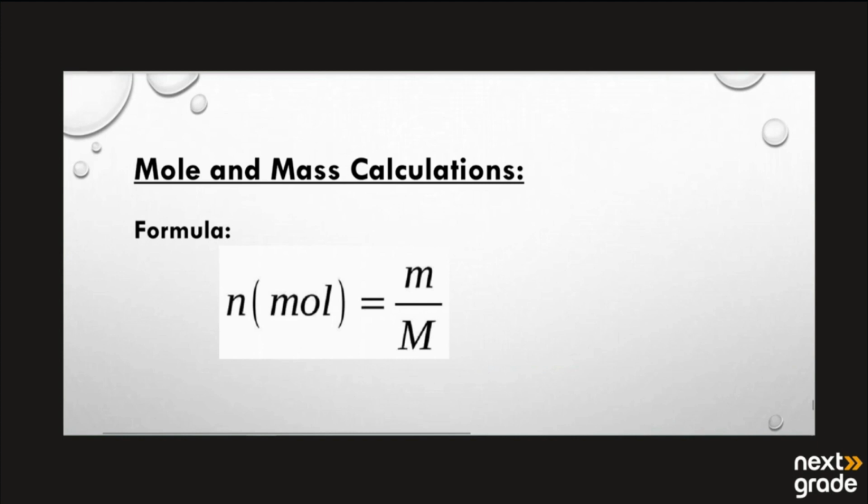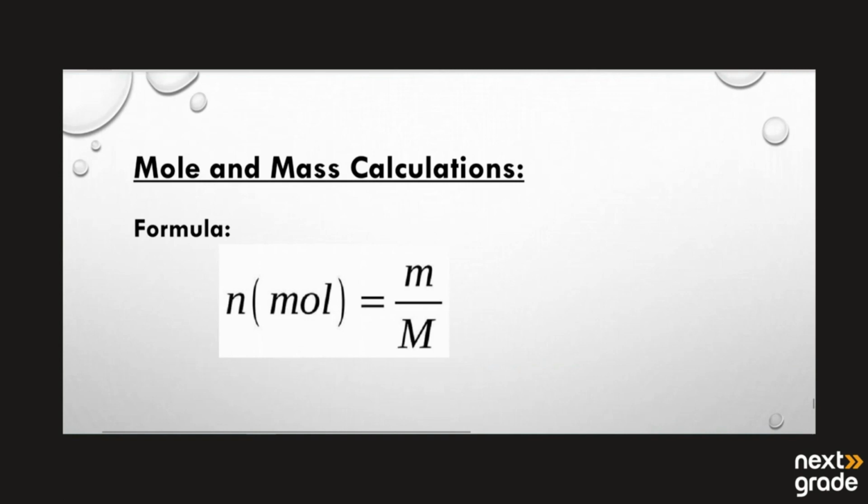Today we are going to start lecture number 24, from chapter number 1, Fundamentals of Chemistry, and the topic we are going to discuss is chemical calculations. The first one is mole and mass calculation: what is the relationship between mole and mass, how we can find the number of moles, and how we can find the mass from the given data. The formula that we are going to use is very easy.